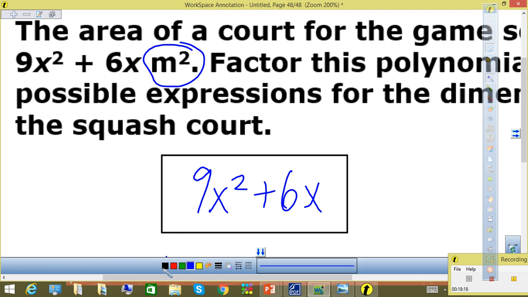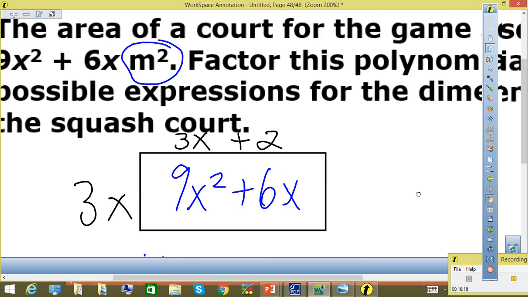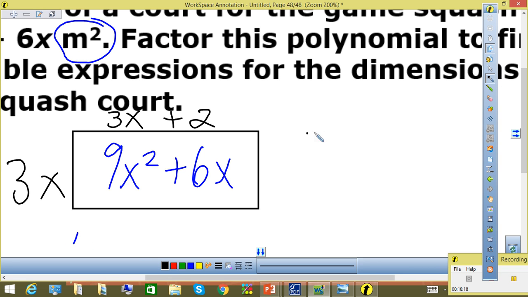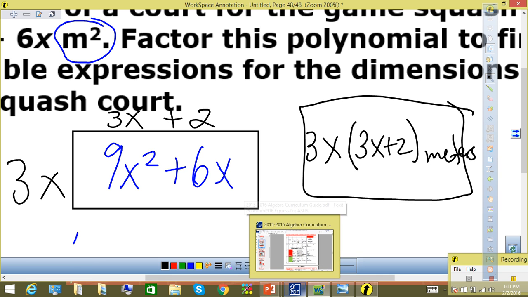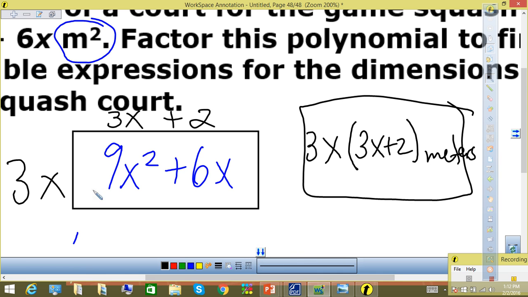So what is my GCF, everyone? 3x. Therefore, 9x squared divided by 3x is 3x plus 2. So the dimensions of the court are 3x times 3x plus 2 meters. Meter squared is for the area. This is not the area yet. They're barely going to multiply.